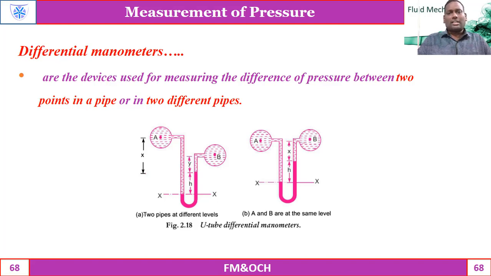You are seeing a diagram where two pipes at different levels have been connected with a differential manometer, or two pipes at the same level have been connected with the manometer. In the coming sessions we are going to derive equations for these two cases to find the pressure difference between A and B, or between two pipes, or between two points in a pipeline.